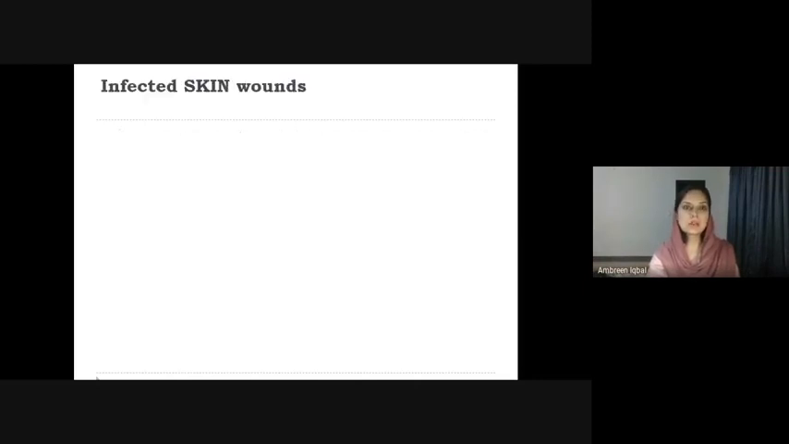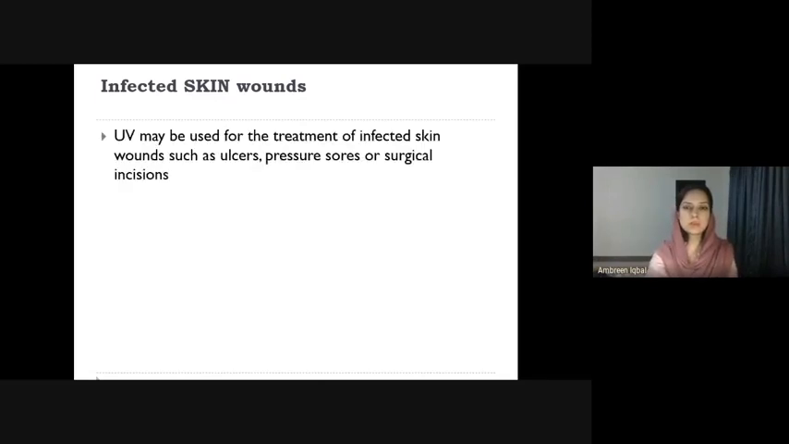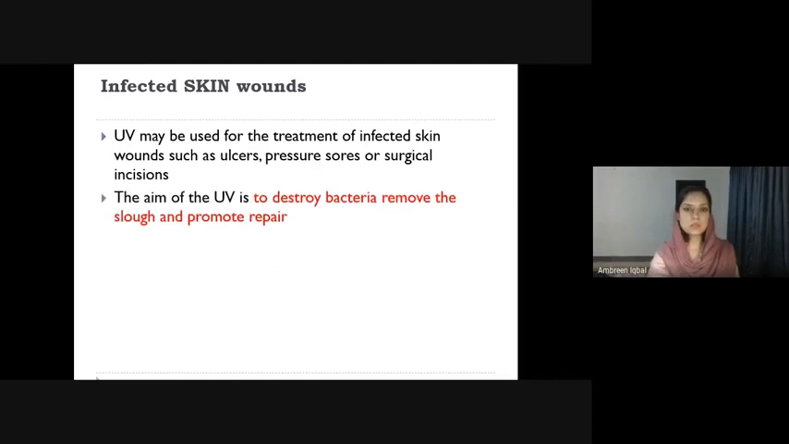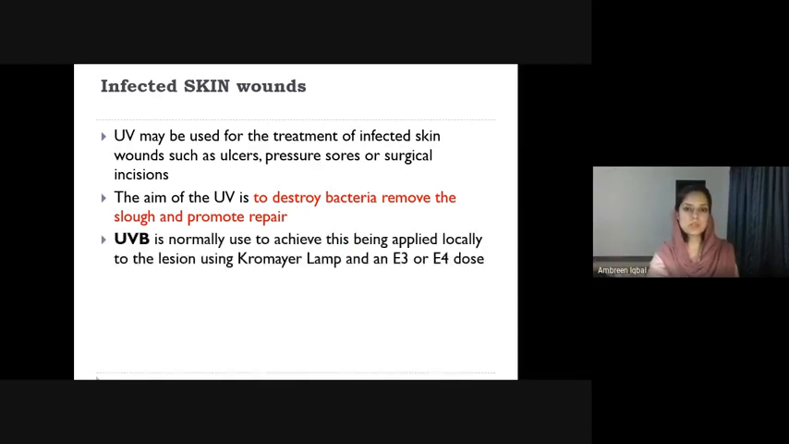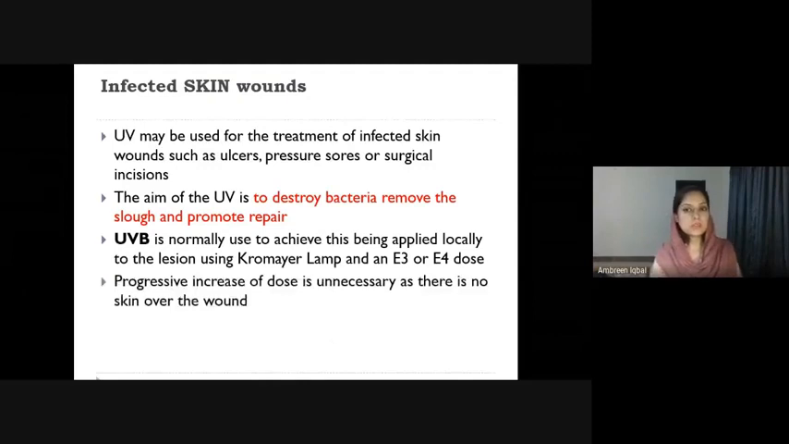The next is the use of ultraviolet radiation for infected skin wounds. Ultraviolet may be used for the treatment of infected skin wounds such as ulcers, pressure sores, or surgical incisions. The aim of ultraviolet is to destroy the bacteria, remove the slough, and promote the repair process. Ultraviolet B is normally used to achieve this, being applied locally to the lesions through a Kromayer lamp, and E3 and E4 doses are usually required. So what you have to memorize is especially the doses for infected skin lesions, for acne, for psoriasis, and for other diseases.